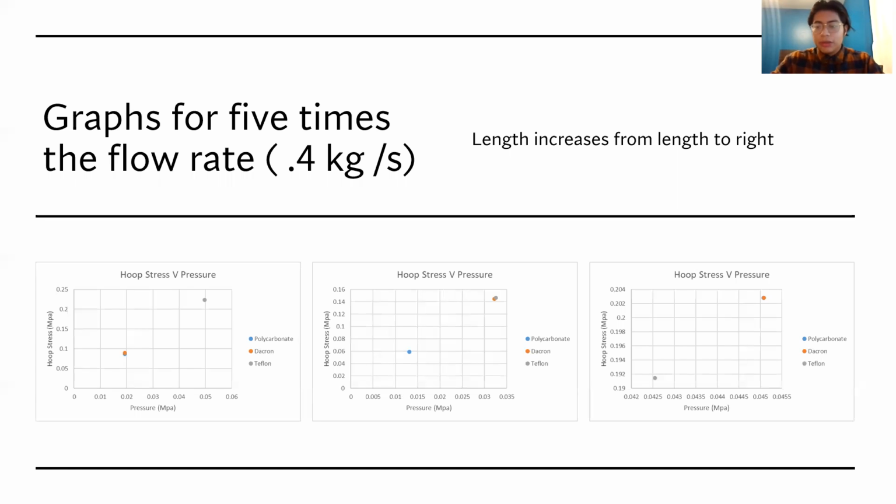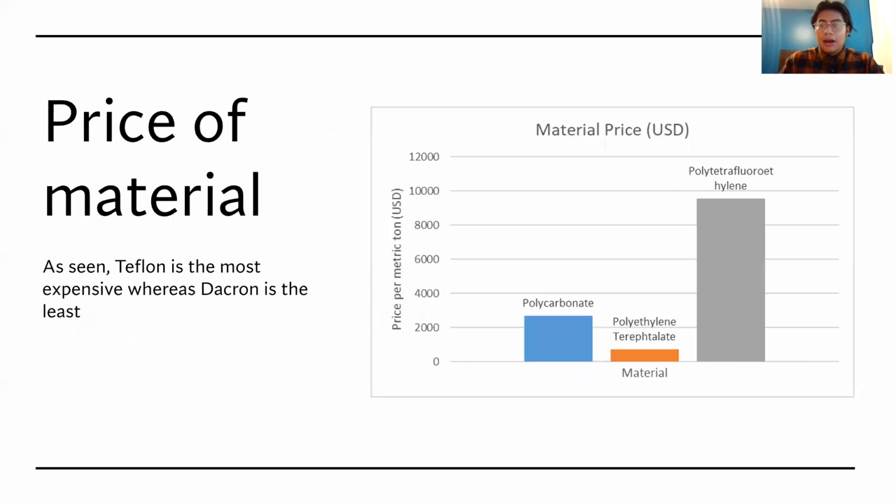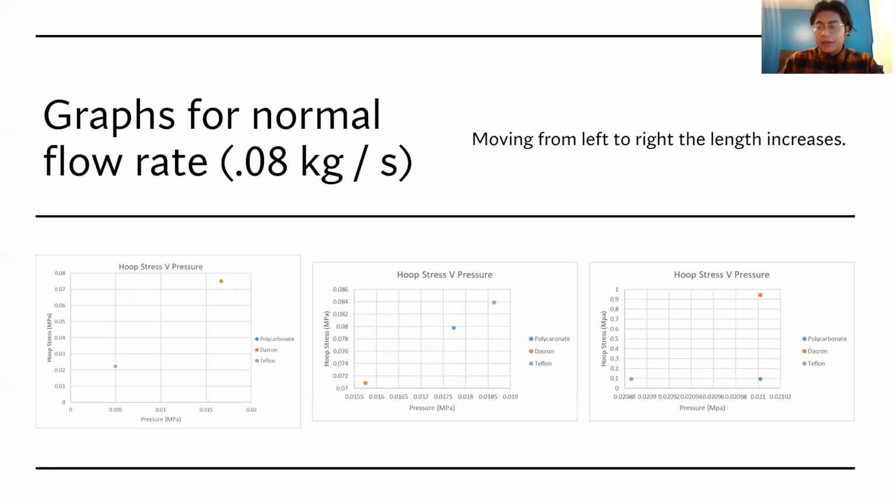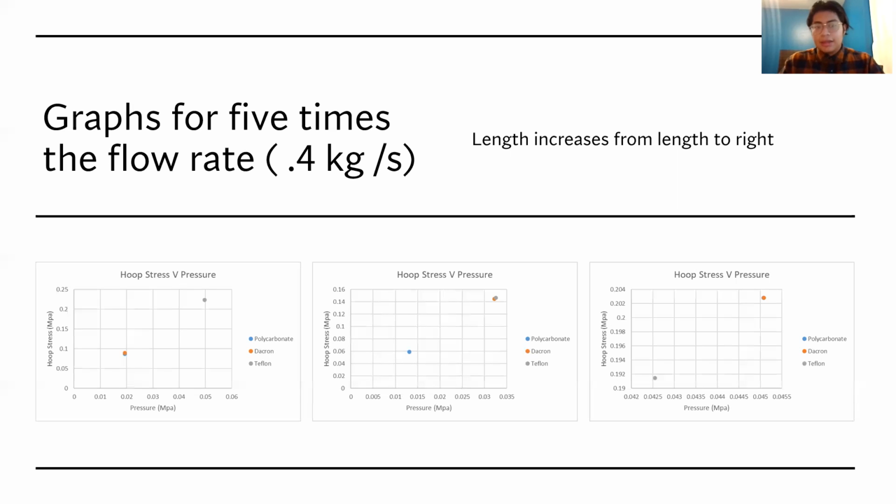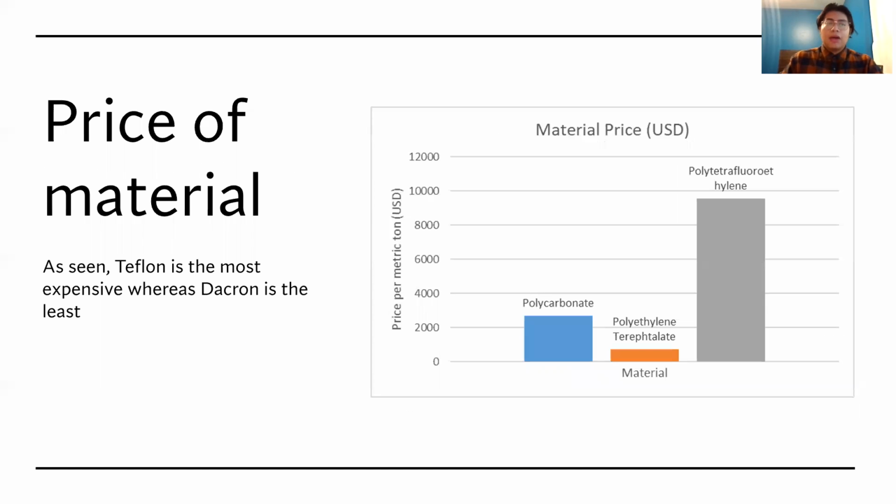And at the 100 millimeters, you can see that Dacron and polycarbonate experience about the same, where Teflon experiences the least. And that's sort of similar to the normal blood flow, where Dacron experiences the most, polycarbonate the highest pressure, and Teflon the least, and the same for the 5 times, where Teflon is again the least.